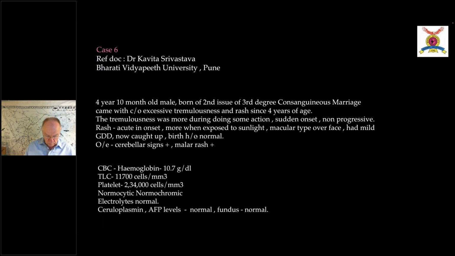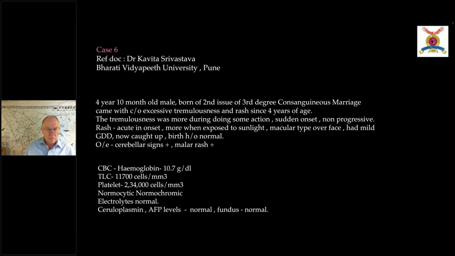Case 6 is from Dr. Kavita. Sahil, if you're there, you can present the case. Yes, sir. This is a 4-year, 10-month-old male child born of second issue of third-degree consanguineously married parents. He came with history of excessive tremulousness and a rash since 4 years of age, and since 10 months back.